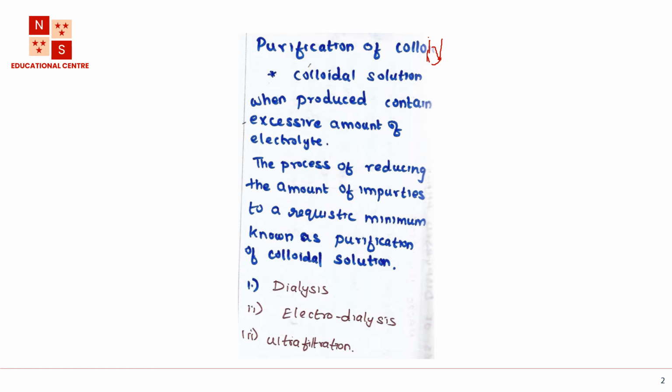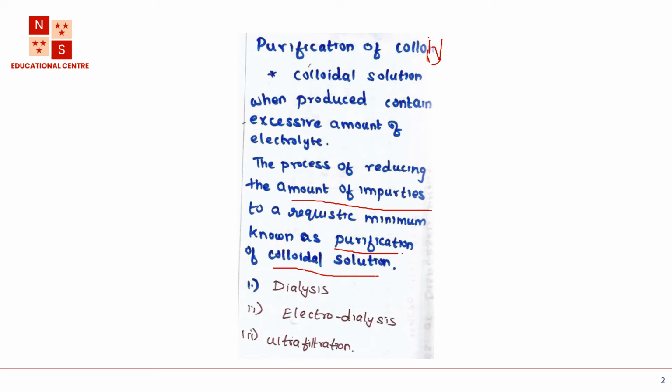See, when a colloidal solution is produced, it may contain an excessive amount of electrolyte, that is, impurities. So how can this be reduced? How will we get pure colloids? The process of reducing the amount of impurities is the purification of colloids.